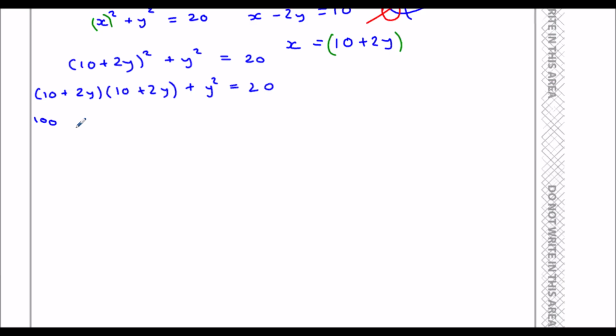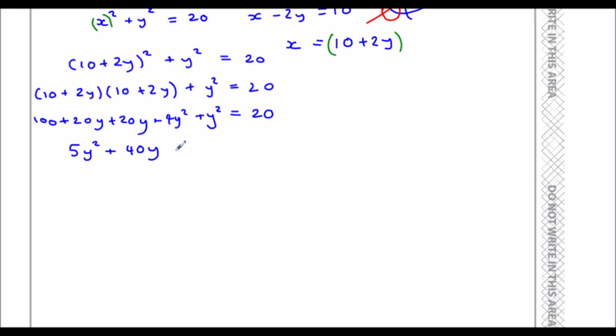10 times 2y is 20y. 2y times 10 is also 20y. 2y times 2y is 4y squared plus another y squared equals 20. I'm going to collect the like terms now. So I'll do the y squareds first. 4 of them plus 1 of them is 5 of them. 5y squareds. The y's, I've got 20 plus 20, so that's 40.